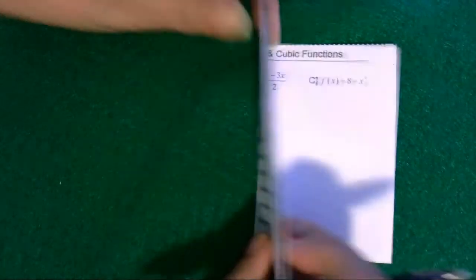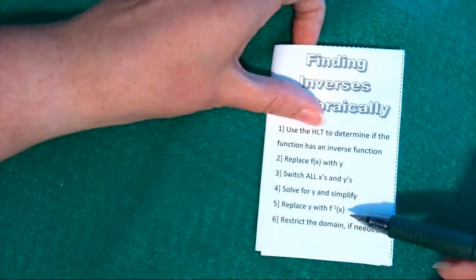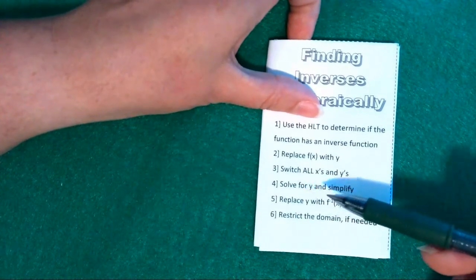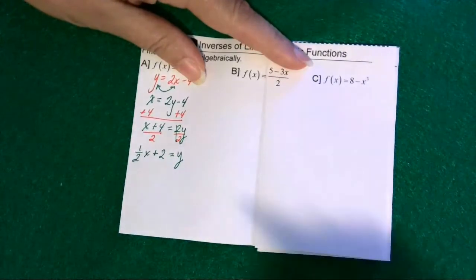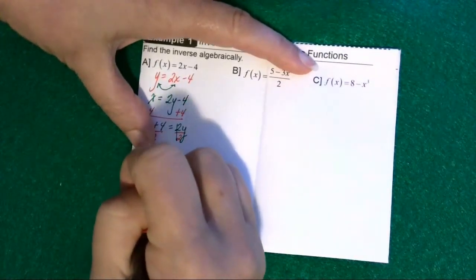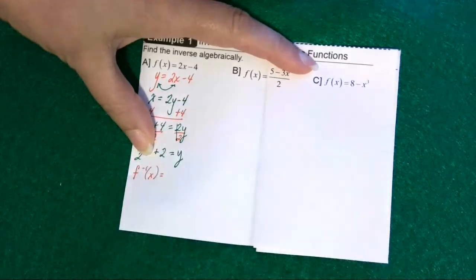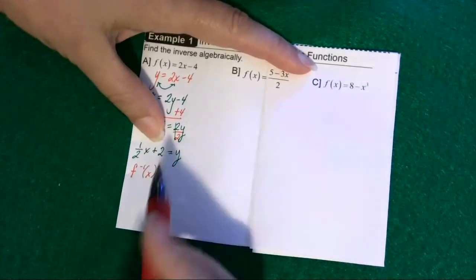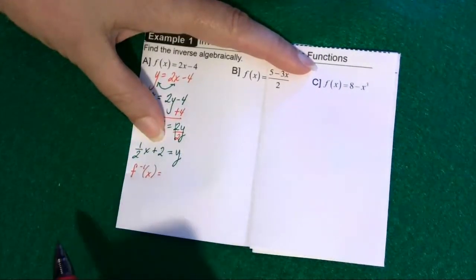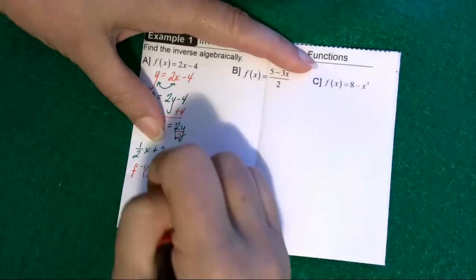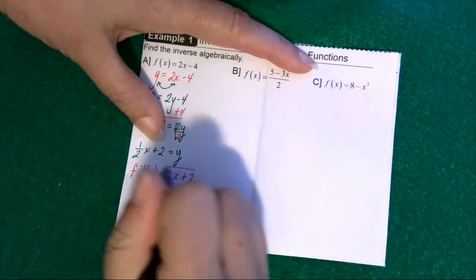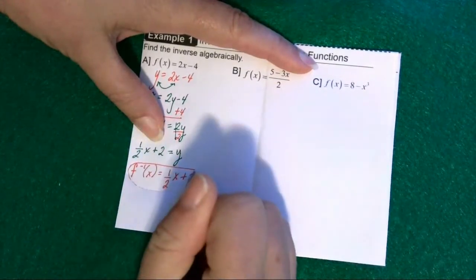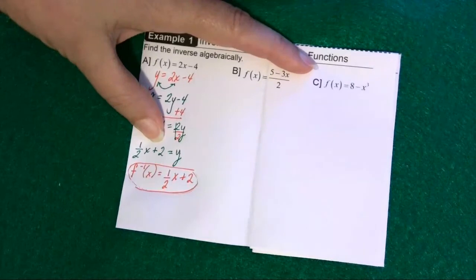Okay, that brings us to step number 5, which is to replace that y with our inverse notation. And so I'll have, instead of y equals, f inverse of x equals, right? So I'm changing out the y with this inverse notation, and that'll be equal to 1/2 x plus 2. And that is the equation of my inverse.